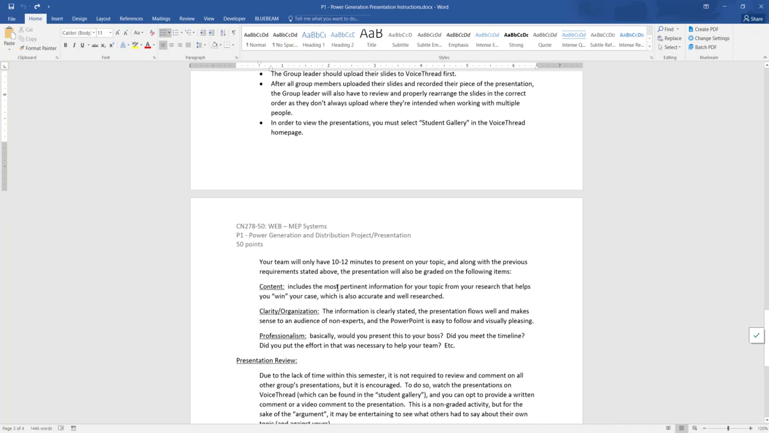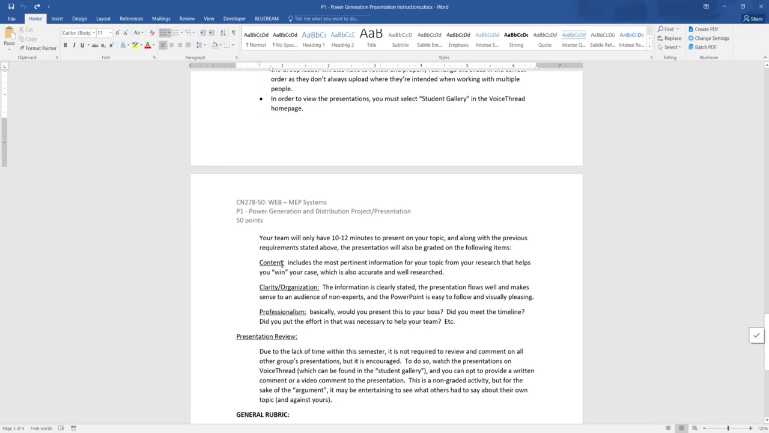You will be graded basically on a couple different things here. I have three general categories for the presentation. One is content, right? Make sure that you include your most pertinent information based on your backup documents that will help you win your case. And then clarity and organization. Make sure that the information is clearly stated, it flows well, makes sense to an audience of non-experts, okay? And the PowerPoint is easy to follow and visually pleasing.